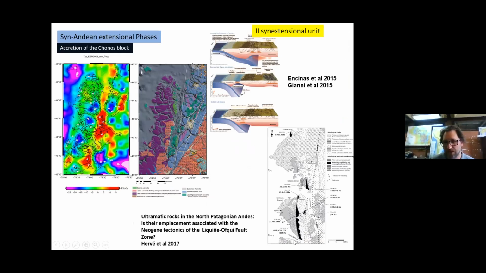Yeah, definitely. In the late Oligocene, Pancho Hervé has described these peridotite rocks, which are assigned to mantle rocks, which are late Oligocene in age. So this could be related to the late Oligocene phase of extension in Patagonia. But there are other examples for older episodes that could be related also to extensional phases. They have been usually assigned to contractional accretional processes, but I think they could be revised to see whether they could be associated with extensional phases.